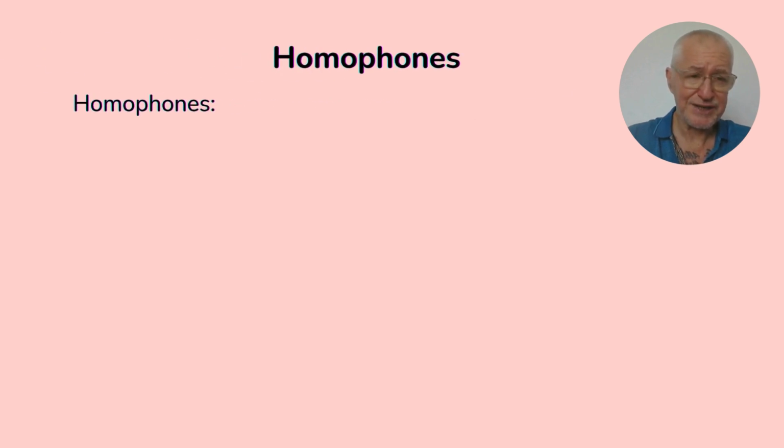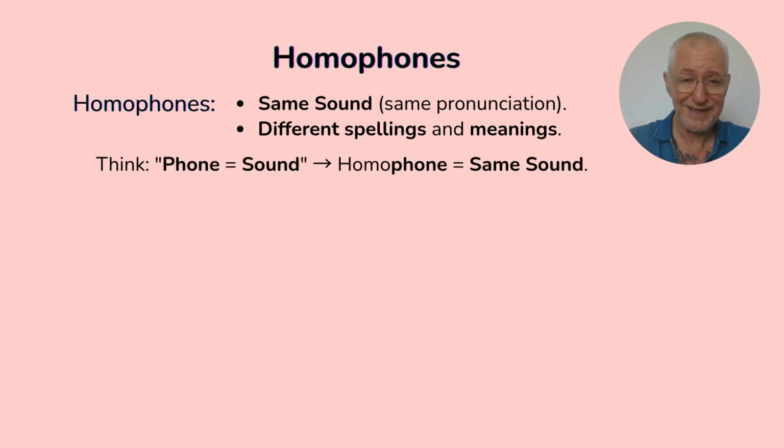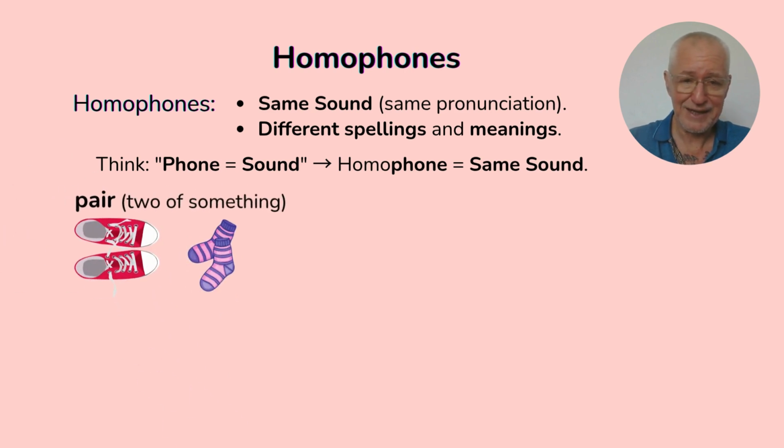Let's look at a bit more detail at homophones. So remember, our homophones sound the same, the same pronunciation, but they have different spellings and different meanings. So we think of phone equals sound. So homophones have the same sound, same pronunciation. We've got here a pair, as in a pair of shoes, two of something, and pear as in a fruit.